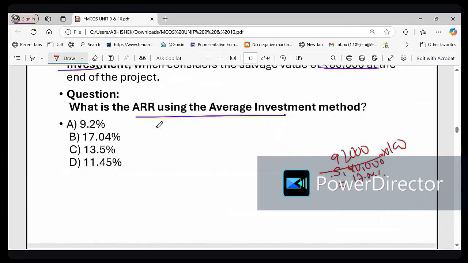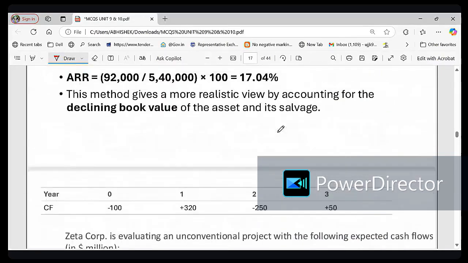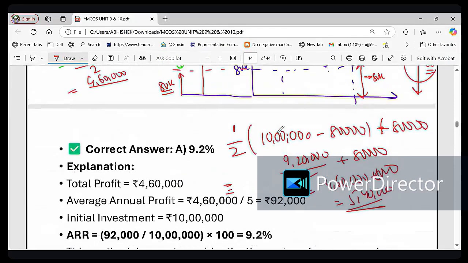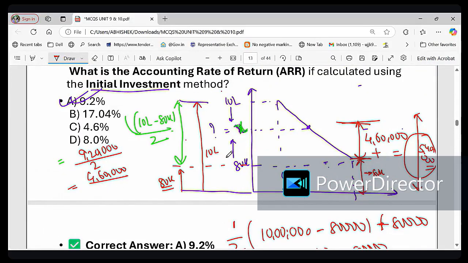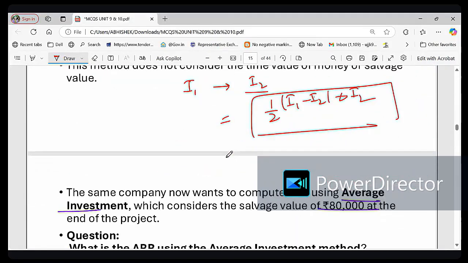And why this formula? This can be easily understood using this particular graph, right? The graph which I have drawn here. So no need to go into that deep. Just remember this formula, right? That will be enough. So whenever you have to find the average investment, just apply this formula.